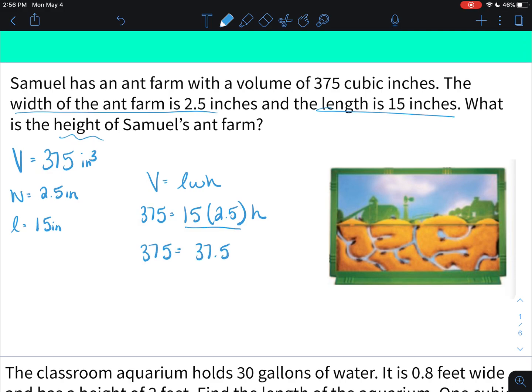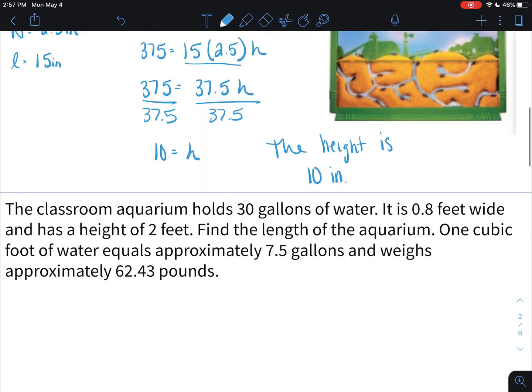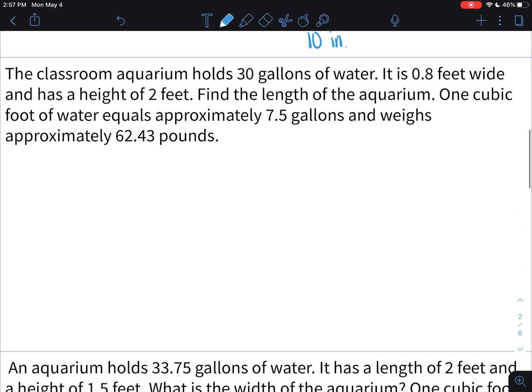So 375 equals 37.5 times the height. Divide each side by 37.5. So 375 divided by 37.5. And you should get the height is 10 inches. So the height is 10 inches. And there you go. That should be fairly simple for the pre-algebra students because you are masters at solving equations at this point.